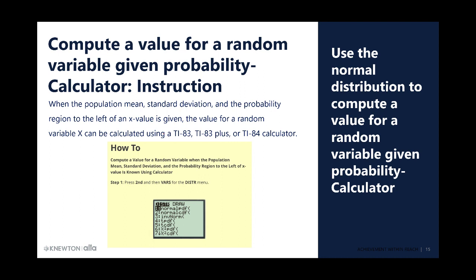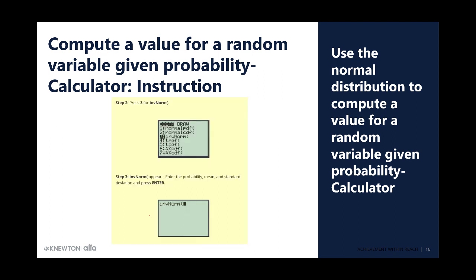Okay. In that case, we're going to use something called inverse norm in the calculator. And that's what they're going to show you here. So inverse norm, that function, is right underneath normal CDF. You can see it right here. To get to it is the same way as you get to normal CDF. You hit second vars, you select inverse norm, and then inverse norm requires 3 things.